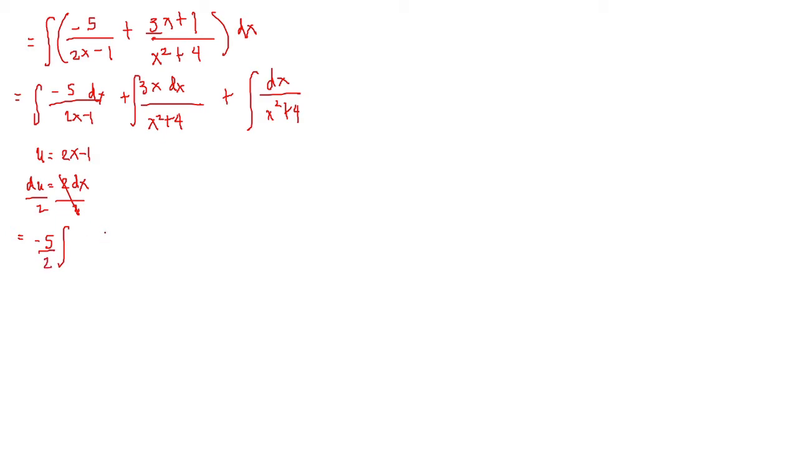Then, du dito. And then all over 2x minus 1, which is u. Okay? Plus here, let's try u is equal to x squared plus 4. du equals 2x dx. So, may x dx. Divide both sides by 2. So, labas natin si 3 is constant. So, x dx is du over 2.